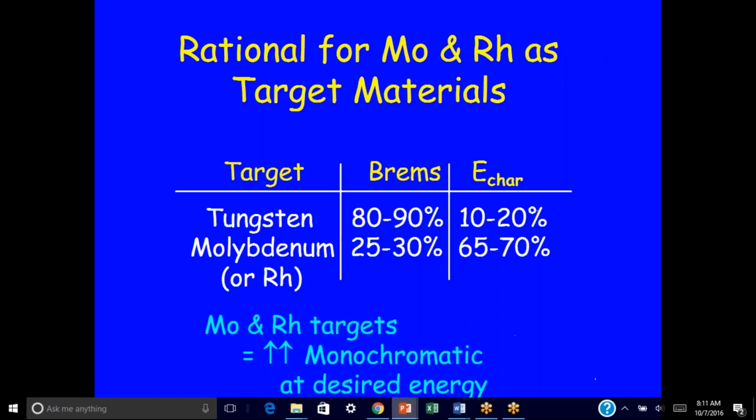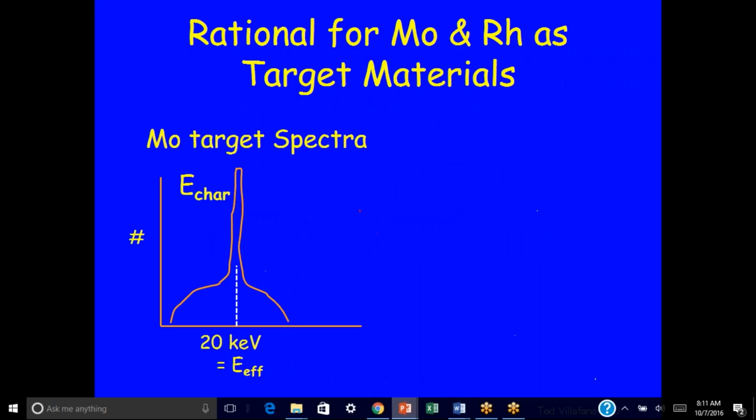Okay, so I think this is where we left off last time, looking at this particular slide, where now we have, I've drawn in, a typical molybdenum target spectrum that has an underlying Bremsstrahlung, but a more dominant characteristic peak, and I'll just call it 20 keV. And you would think at that point that the mission is accomplished. No, because we're going to tweak this another step.